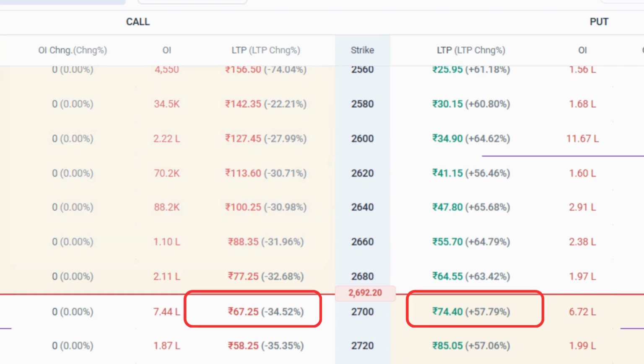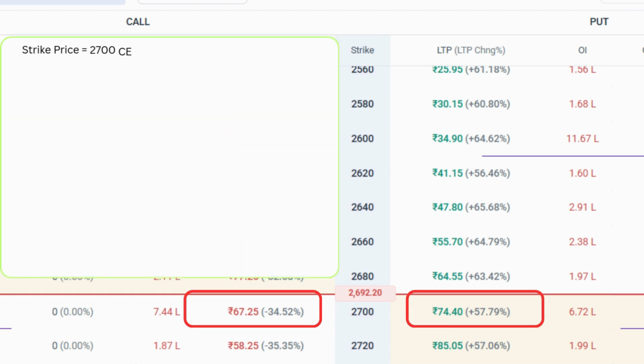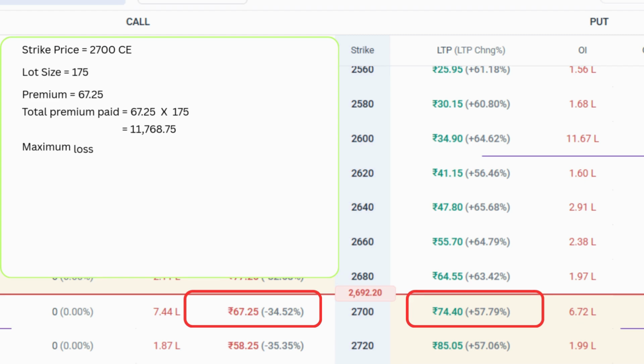Now let us calculate the total investment using lot size 175. The premium of the 2700 call is 67 rupees and 25 paise. When you multiply this by the lot size of 175, the total premium paid comes to 11,768 rupees and 75 paise. This 11,768 rupees and 75 paise is your maximum possible loss as a buyer of that call option.